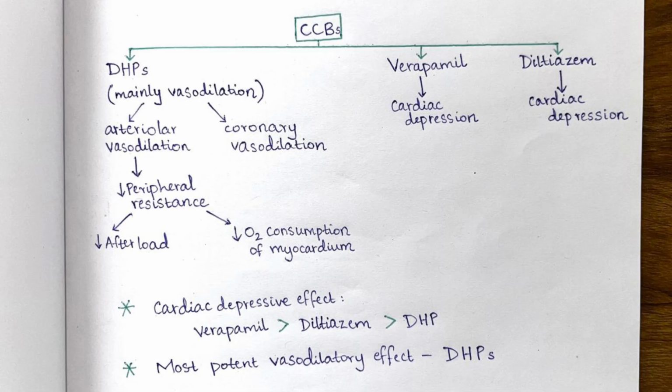Both verapamil and diltiazem cause cardiac depression. Verapamil has got maximum depressive effect on the myocardium, followed by diltiazem. Although dihydropyridines have least cardiac depressive effect, they are the most potent vasodilators among the three.